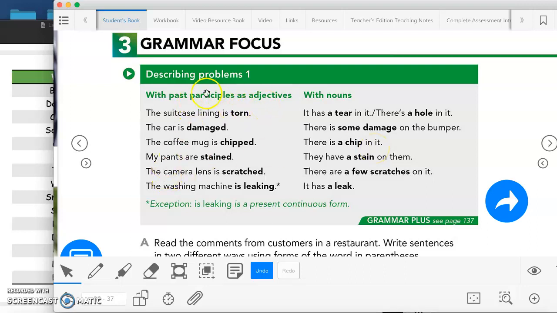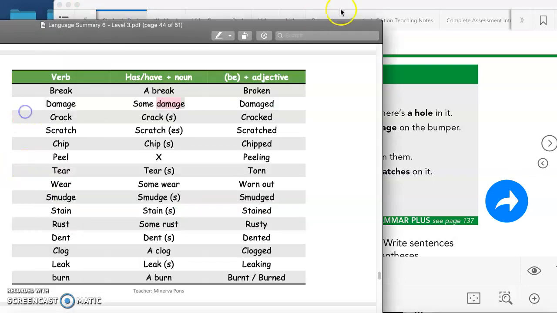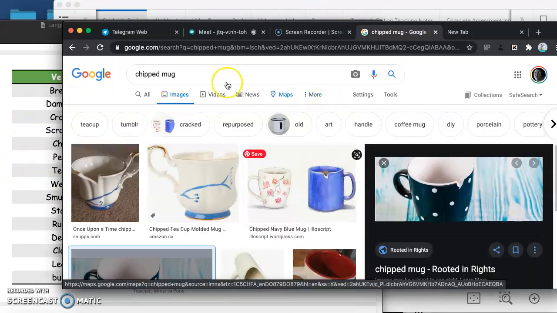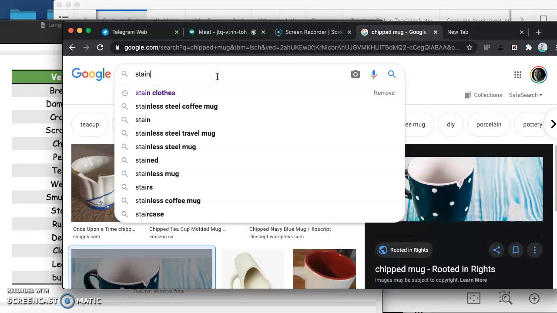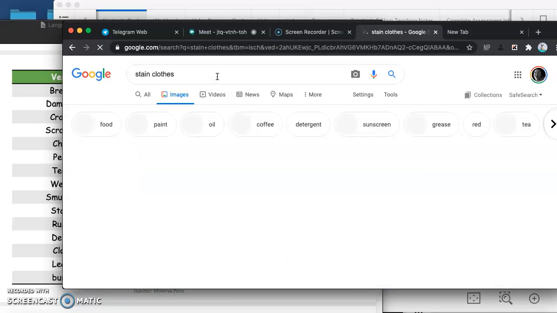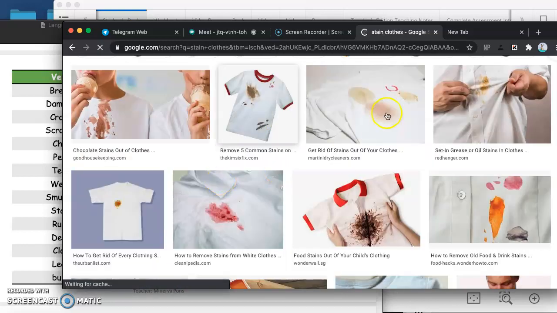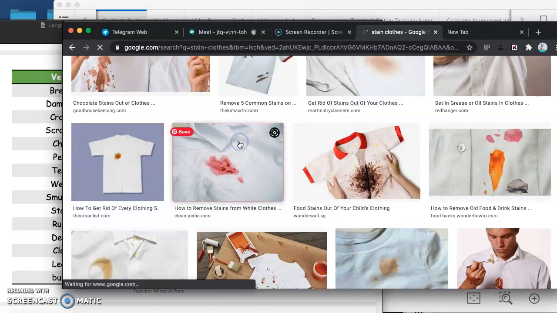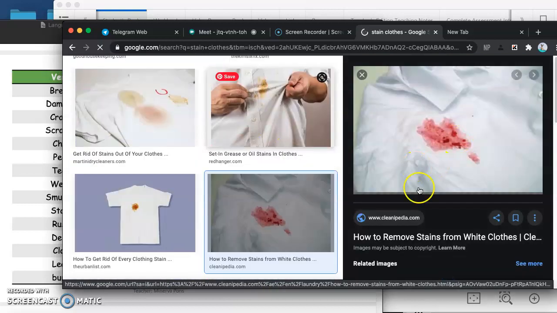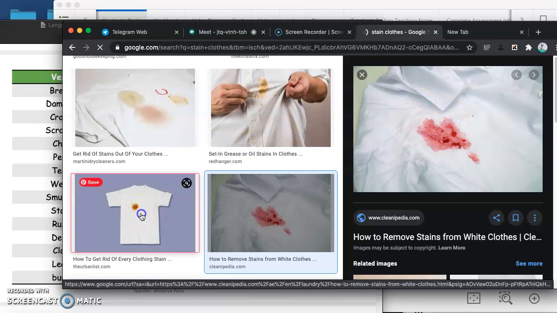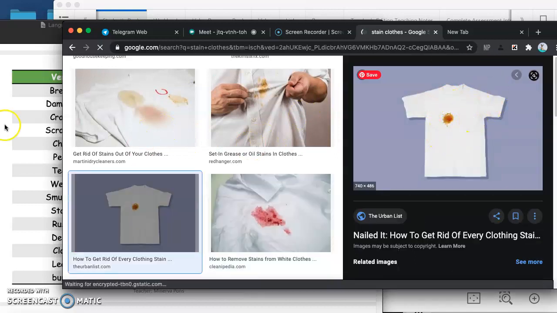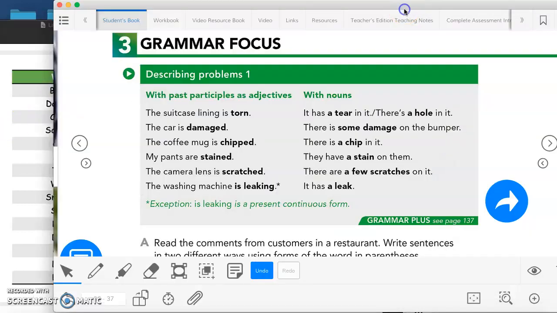So we have, again, past participle as adjective. My pants are stained, or they have a stain on them. So let me show you what is a stain. Stained clothes is when you, for example, spill something on your clothes. Let's say wine, you spill wine on your clothes, and you're going to have this dirty thing that is not going to go away very easily.